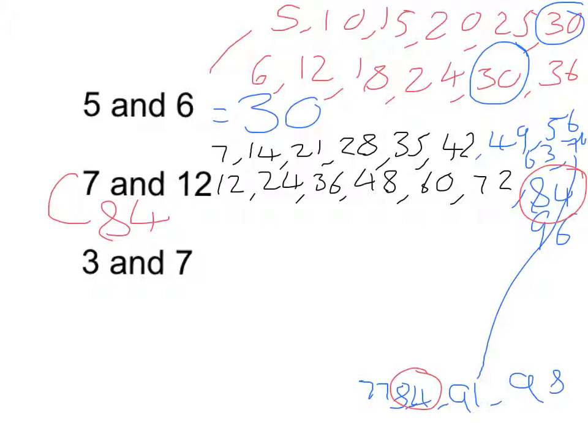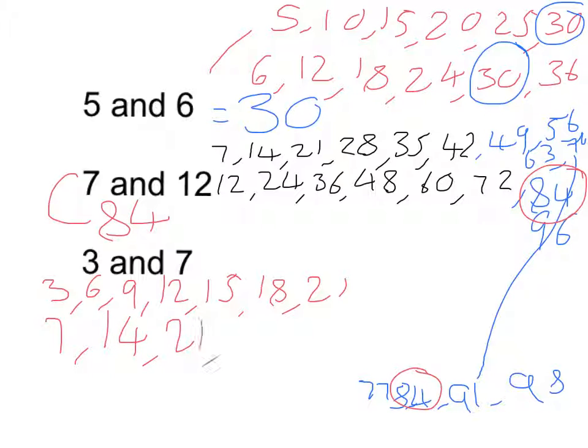And the last example, 3 and 7. Write out my 3 times tables, 3, 6, 9, 12, 15, 18, 21. And my 7 times tables, 7, 14, 21, 28, 35. And the first number that they've both got in common is 21.